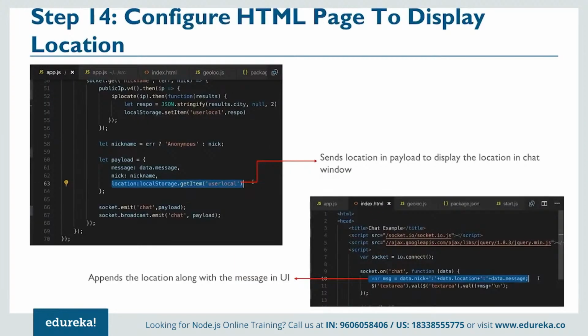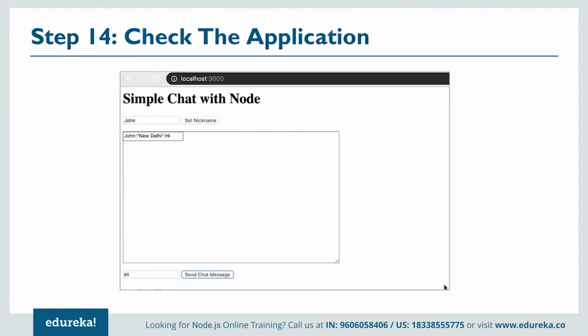Configure the HTML page to display the location. So send the location in the payload to display the location in the chat window, and then we append that. So we show the list of all the messages in the text area with first the timestamp and then the message. So we will also append the location over there. So let's see how this goes.